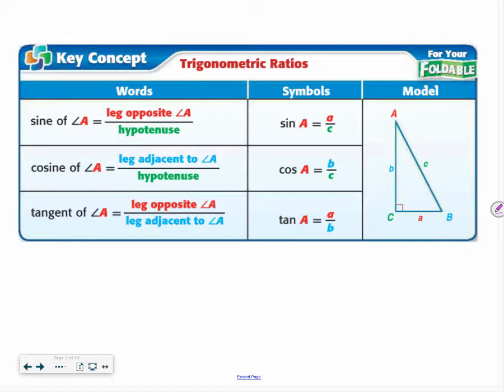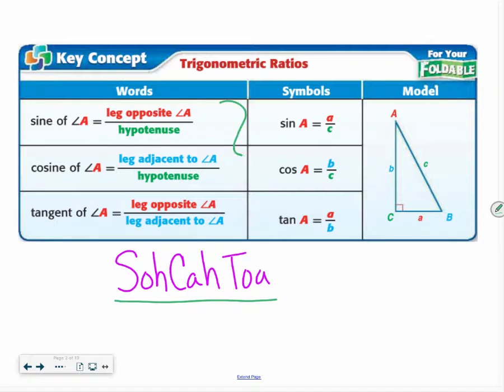So the acronym you're going to hear me say a lot today is called SOHCAHTOA. And we're going to sing a song about this in class, don't you worry. SOHCAHTOA, basically this acronym tells you everything that is written right here.